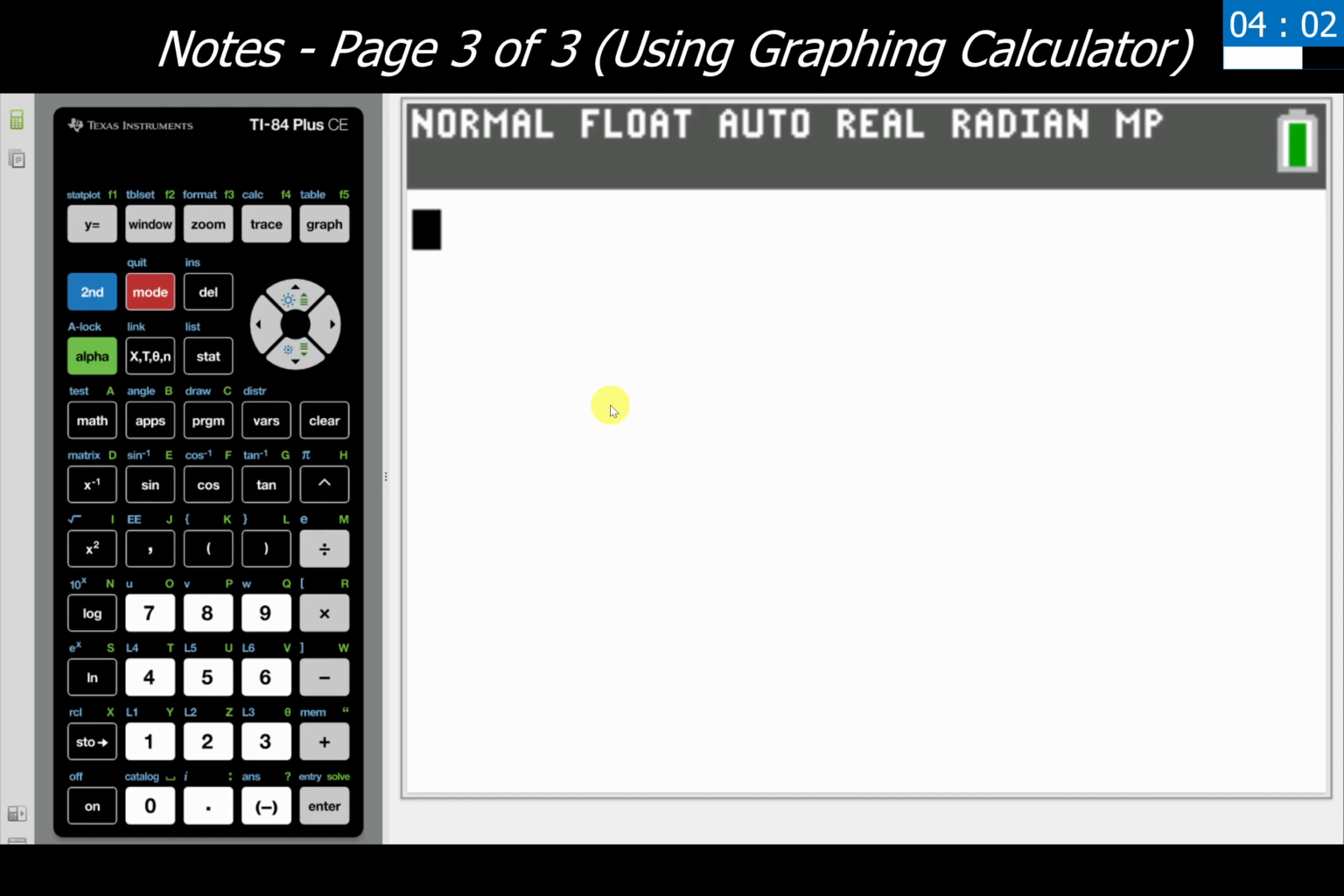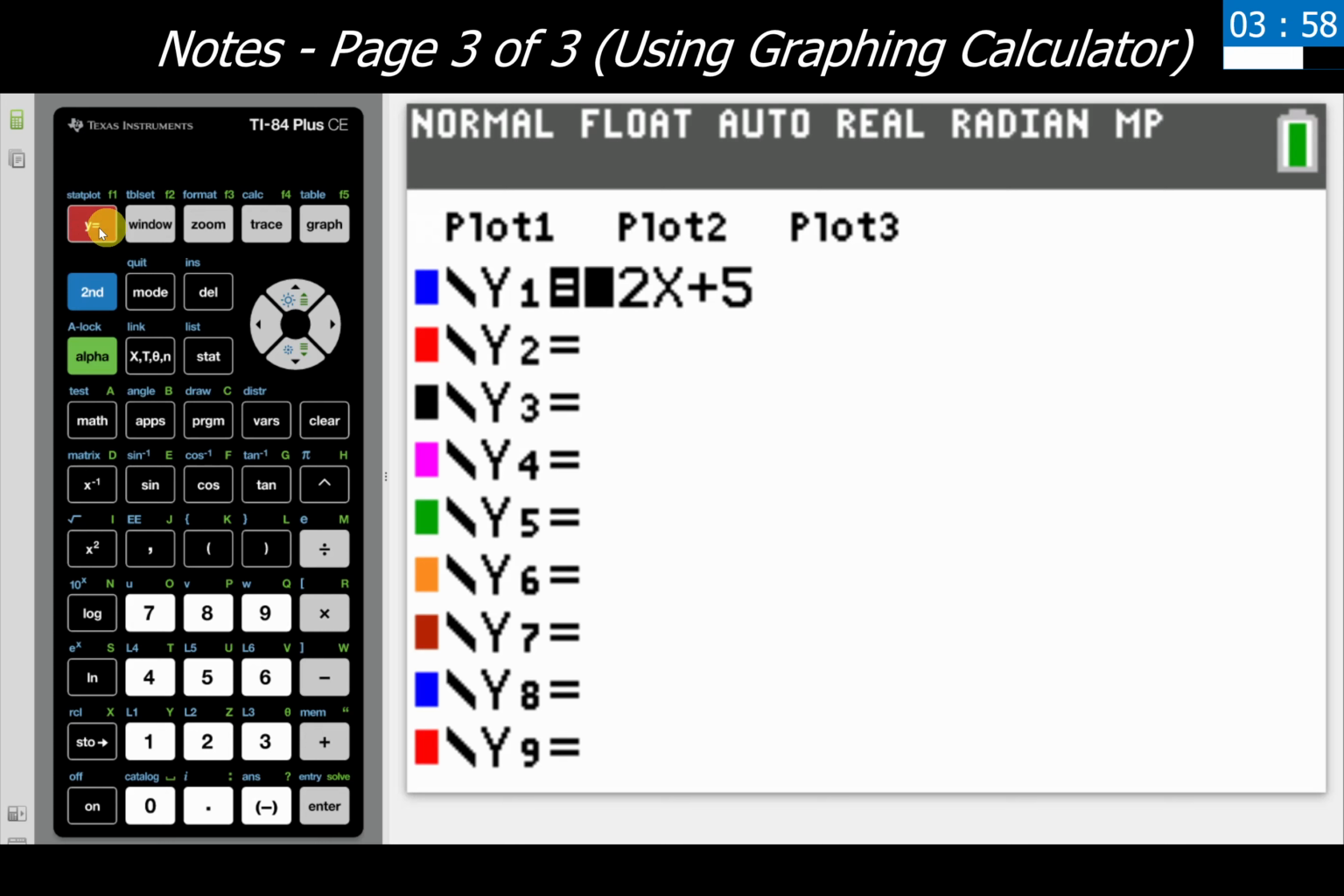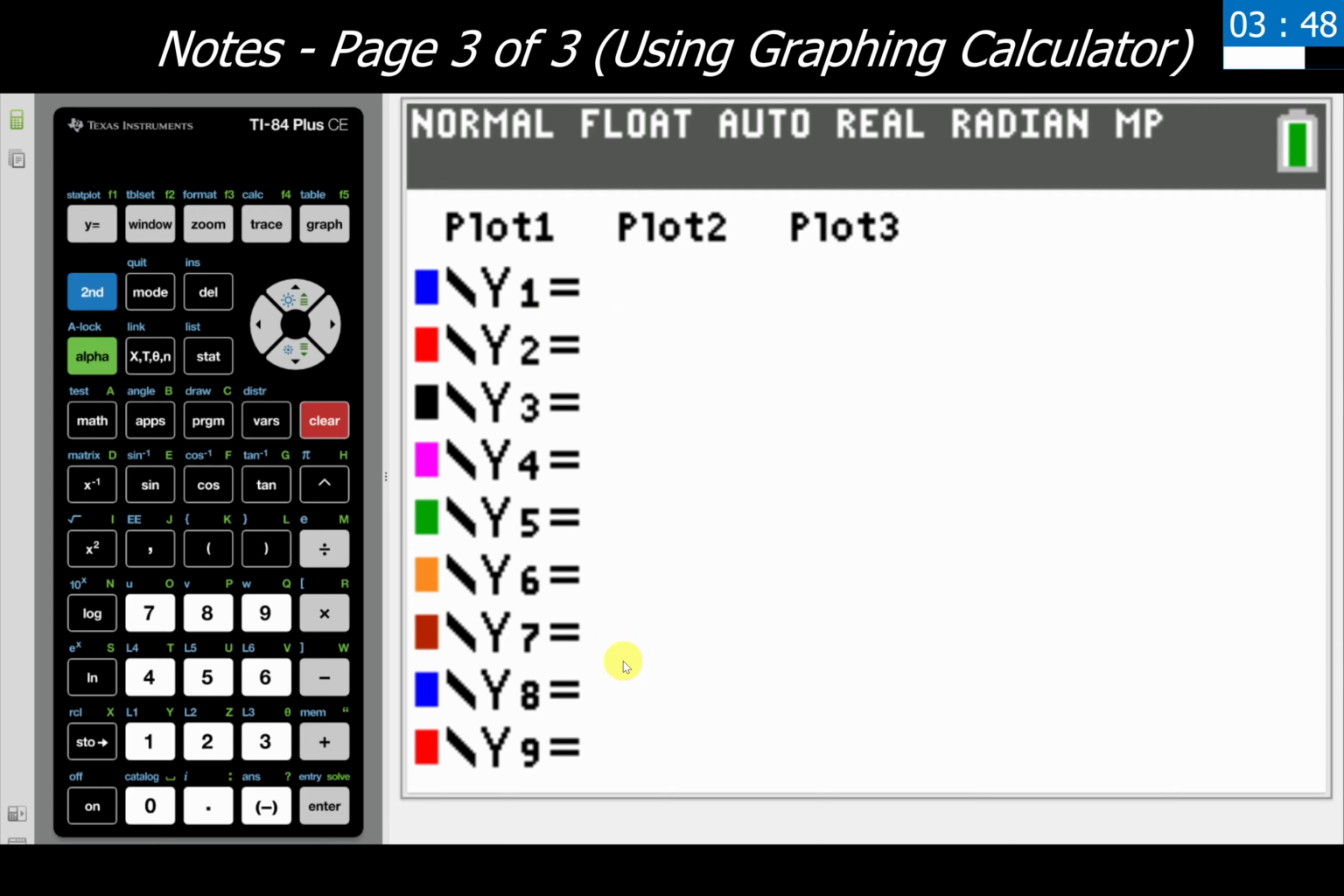I'm going back into y equals in the top left corner. Y equals, I have an equation in here that I don't want. I can go ahead and clear this out. Make sure everything else is cleared out that we don't need as well. So we're good there. And now let's go ahead and enter in our equation.